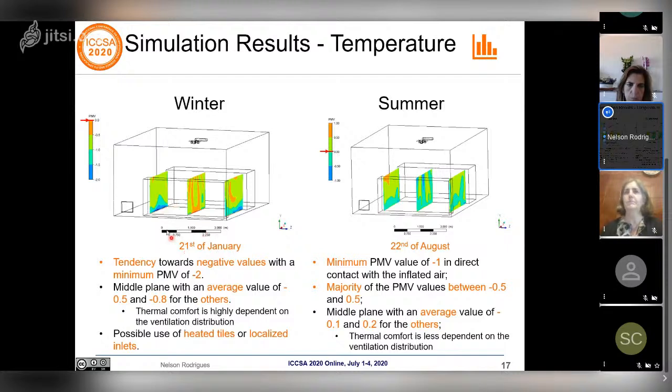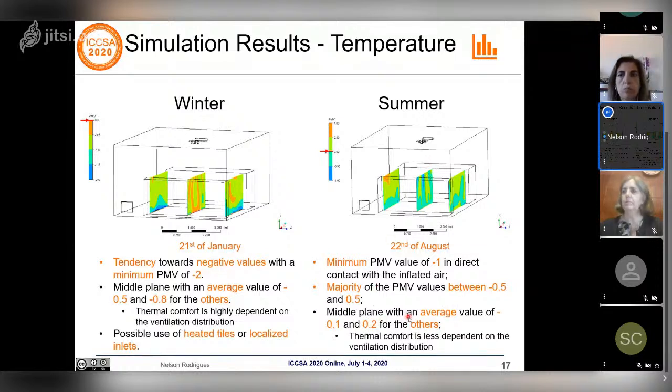The only problem here is that we have regions on the floor with low PMV value, which may cause discomfort, because we can have an average value which is comfortable, but if you have cold feet, we will not feel comfortable. And for that, we could use, for instance, heated tiles or localized inlets that could heat the bottom region to prevent that from happening. At summer, we have a more comfortable environment with a minimum PMV of -1 when we are in direct contact with the cold air inlet. That is due to the air inlet.